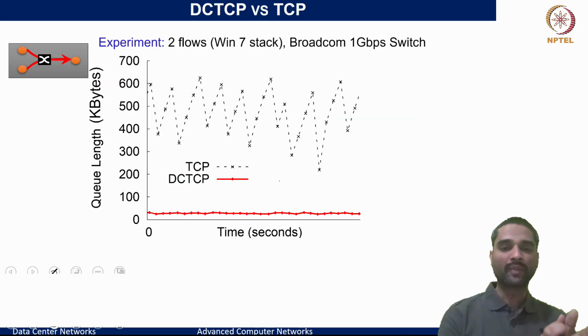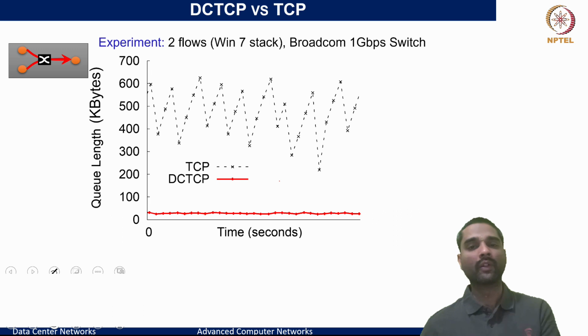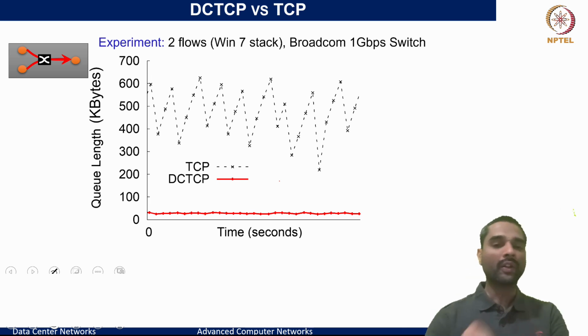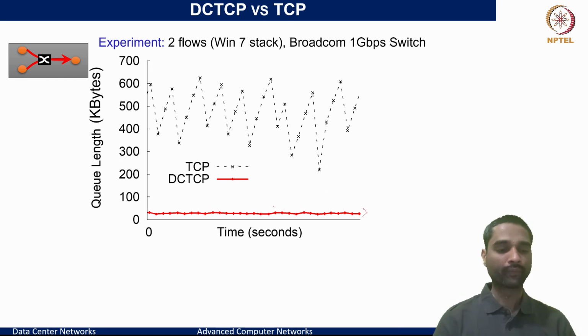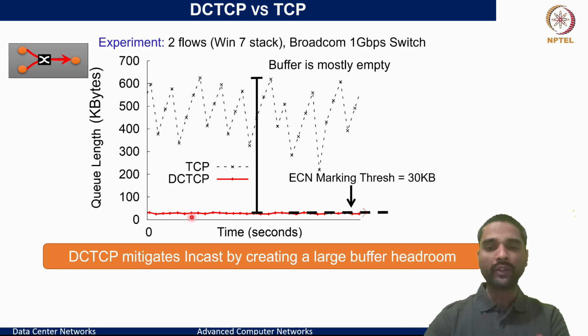So if we consider this experiment in a closer view, where 2 flows were run on a Windows 7 networking stack with a Broadcom 1 Gbps switch, you would see the queue lengths maintained with DCTCP over a course of time as opposed to the queue length maintained by traditional TCP. DCTCP maintains a very small queue length throughout, at the switch at roughly 30 kilobytes, with very small aberrations around this 30 kilobyte range.